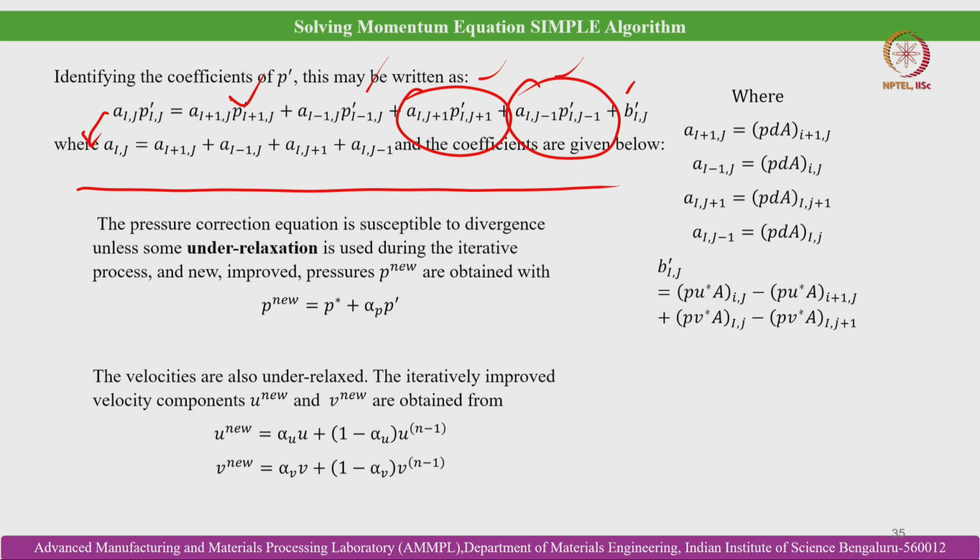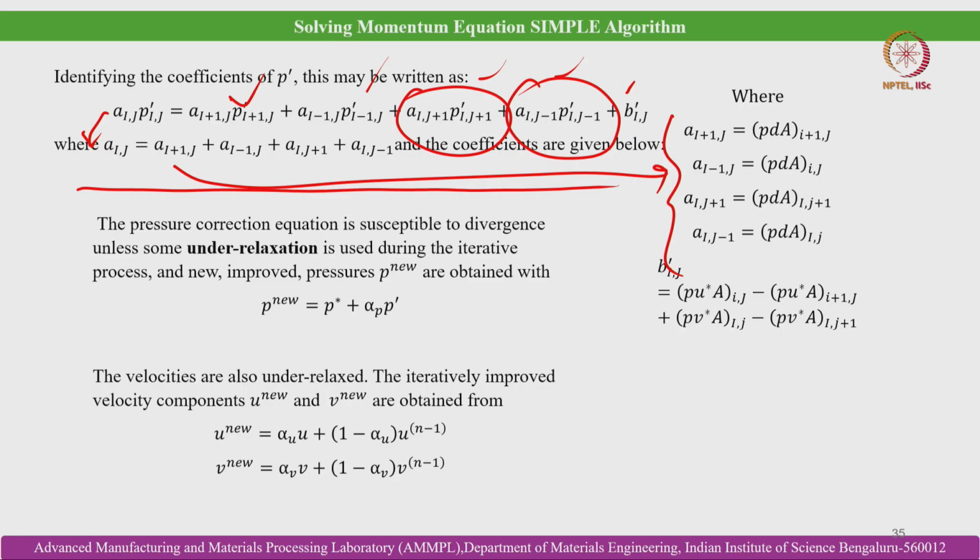So these are the values of these coefficients that are given over here. This shows that small a capital I plus 1 capital J is equal to rho d a small I plus 1 and then capital J. And similarly, small a I minus 1 capital J is equal to rho d a small I capital J, and a small I J plus 1 is equal to rho d a capital I small j plus 1 and a I j minus 1.